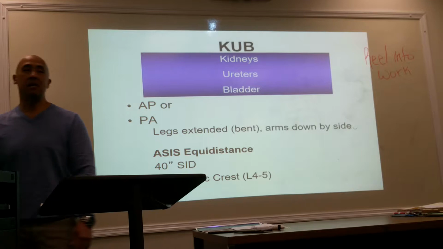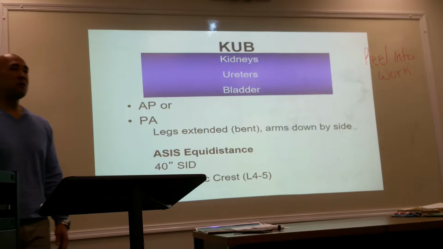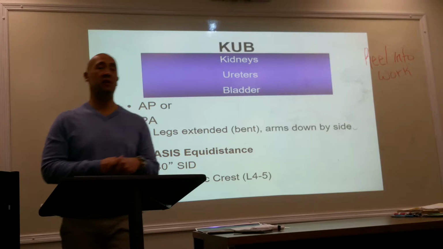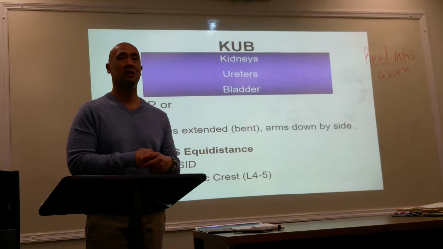Okay? It can be done AP. But again, it depends on the patient's condition, but the majority of the time it is done AP. If not, you do it PA. To evaluate for any type of rotation, we are going to look at the ASIS and make sure that they are an equal distance from the ASIS to the surface of the table or the image receptor. Now, radiographically, can we tell if there's any rotation? What are we looking at radiographically if there is rotation on a KUB?